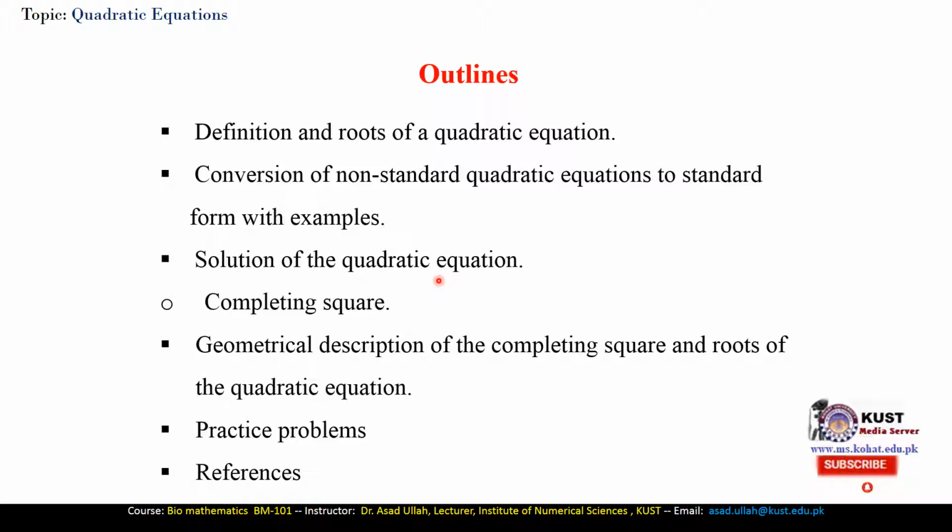Since quadratic equation can be solved by three different techniques, in this lecture we will discuss the first technique, that is the completing square method. Number 4, geometrical description of the completing square and roots of the quadratic equation. We will discuss how completing square can be described geometrically and also discuss roots of the quadratic equation geometrically. Number 5, there will be some practice problems for the students, and finally we will provide references.